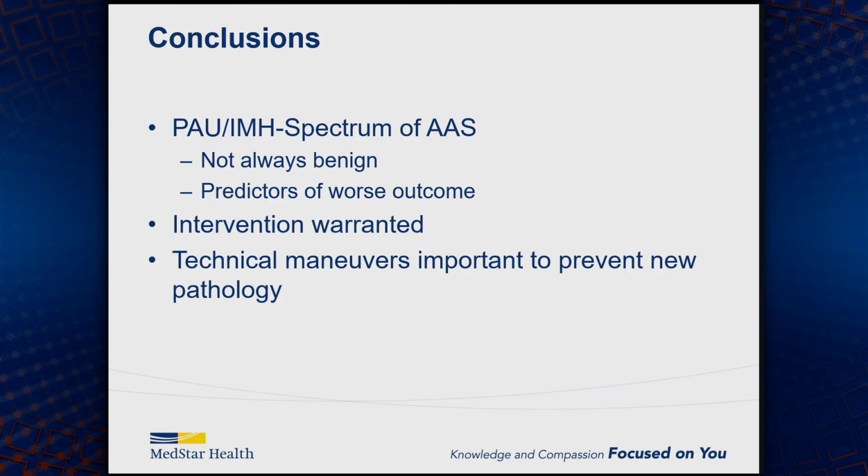So in conclusion, PAU and IMH, I think, are a spectrum of acute aortic syndrome. It's not always benign, so you can't just take these patients and assume they're going to be okay and send them home, because they may never follow up, for the worst reasons. There can be some predictors of worse outcome, and they need to be noted, and with those situations treated, I think, probably in that hospital stay. Intervention can be warranted, and there are certainly technical maneuvers that are important to prevent new pathology from occurring.